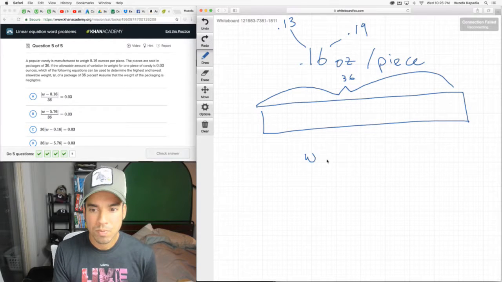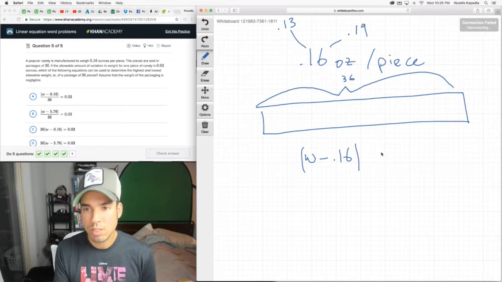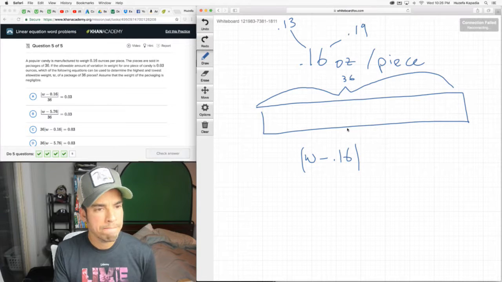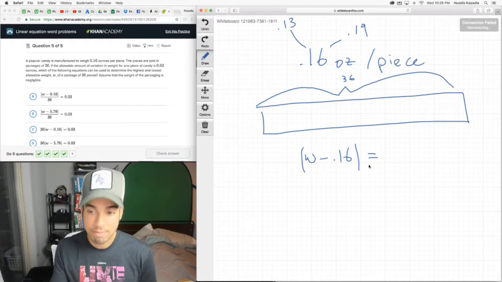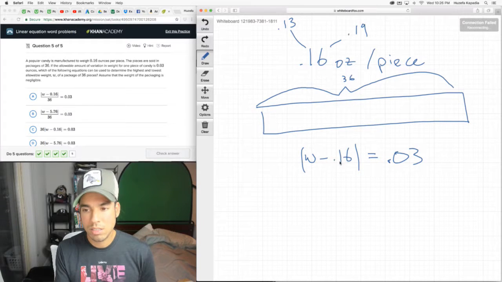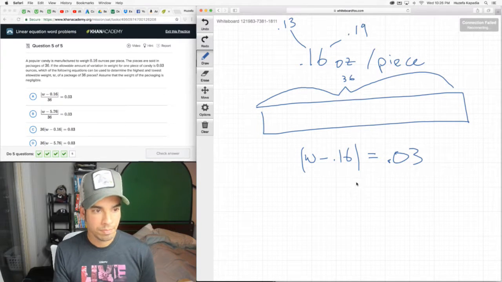They're saying the difference between the weight and 0.16 has to be, or sorry, it's just equal. So the allowable, okay. Oh, so we're getting the highest and lowest. So that's why they're using equal. The distinct values, not a range, equals 0.03. That's what we're saying is the max distance, the absolute value of the distance. It can be positive 0.03 or negative 0.03, but that's the difference. And this is our equation for that difference in weight.